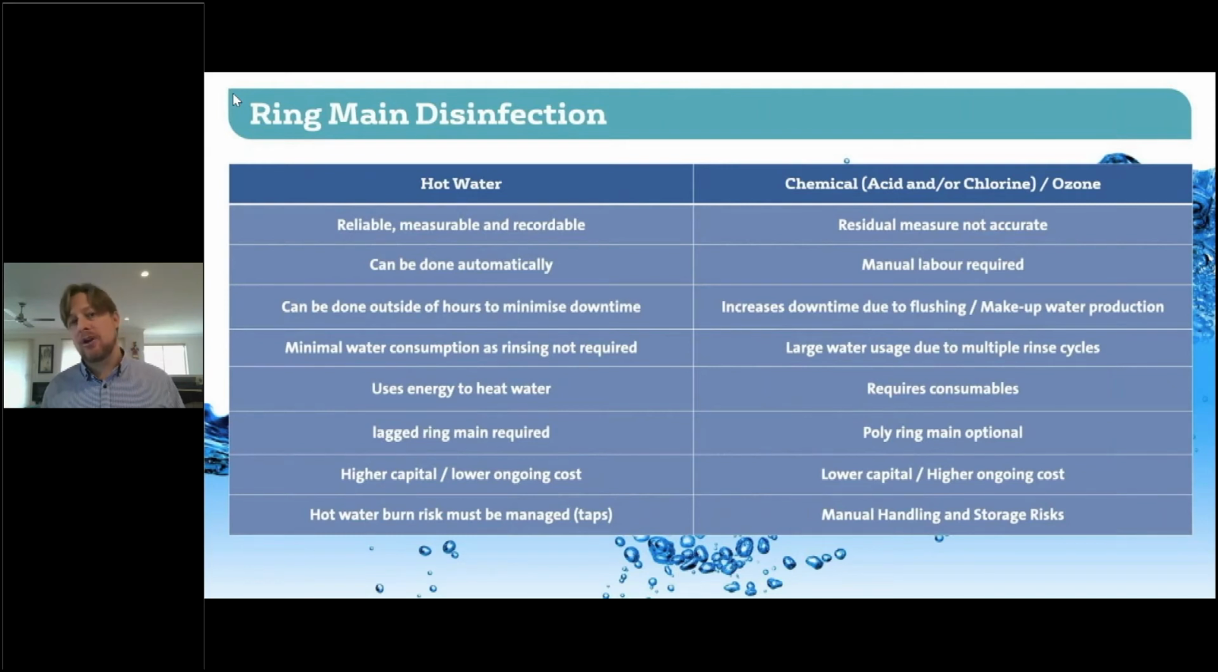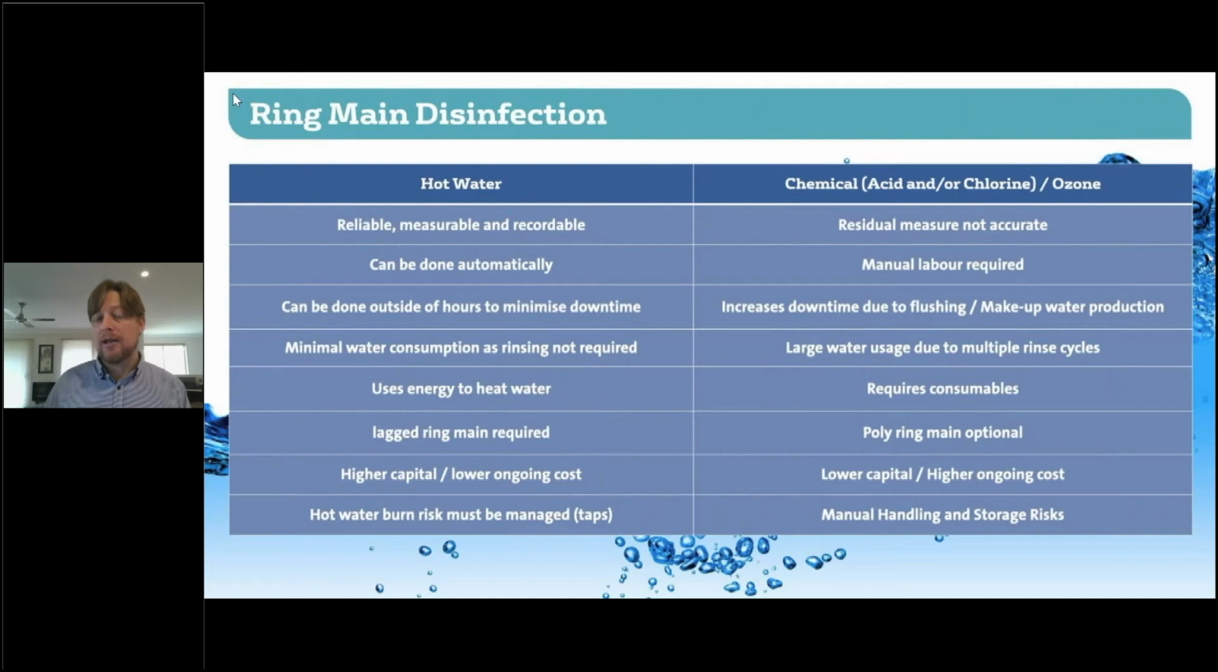So the alternative to hot water is chemical, whether it be acid or chlorine or ozone. Now, yes, these solutions will disinfect the loop. Why don't we typically recommend them for CSSD systems? Basically, the residual measurement is harder to make accurate because the chemical or the ozone can be used up at different points of the loop. So you might use it up in one area and then it gets to another area and there's not as much residual, and it's very hard to know you've got a consistent residual around the loop.